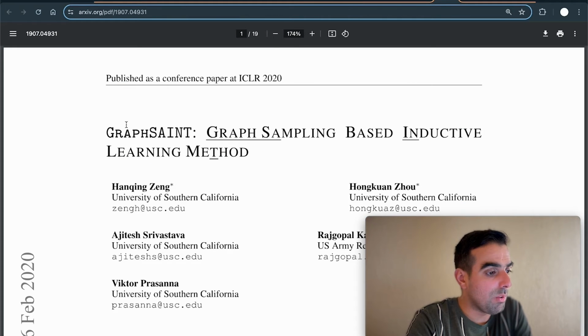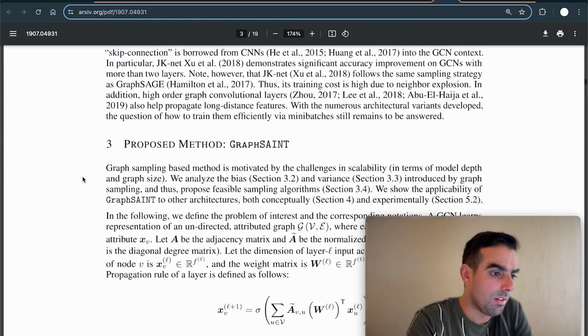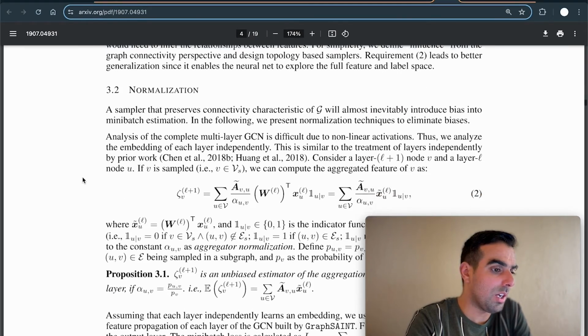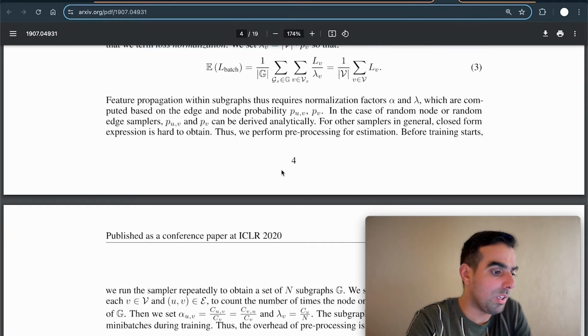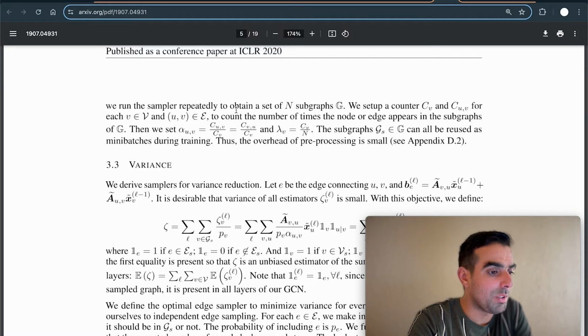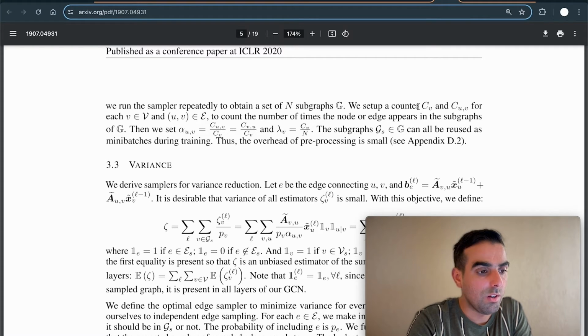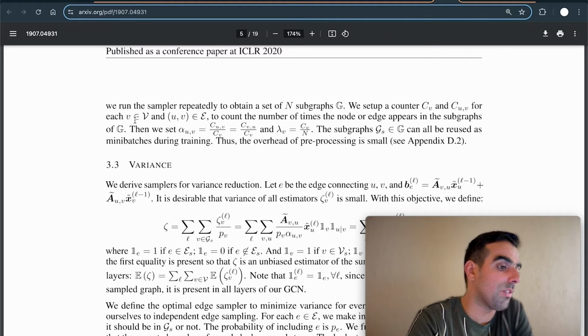The last method I'm going through here is GraphSAINT, a graph sampling based inductive learning method. So they have changed the probability distribution for sampling. As they say, before training starts, we run the sampler repeatedly to obtain a set of n subgraphs G. We set up a counter, C_V and C_UV, a counter for each node in the graph and a counter for each edge in the graph, for each vertex in V and for each edge in E, to count the number of times a node or edge appears in the subgraphs of G.